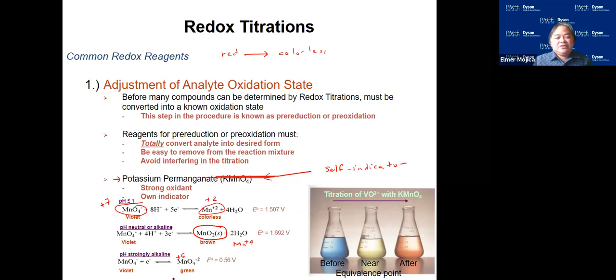So different oxidation state, different color. Mn +7 is violet, Mn +2 is colorless, Mn +4 is brown, and Mn +6 is green. So that makes it a little bit versatile. And they use KMnO4 to titrate with the vanadate, this is called the vanadate here. So before, near, and after the equivalence point, you have the blue, and then a green, and then a little bit of pink.